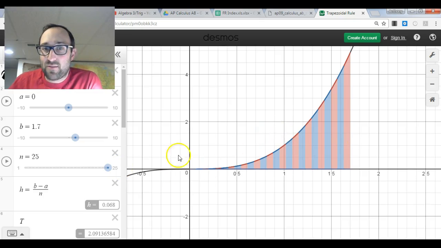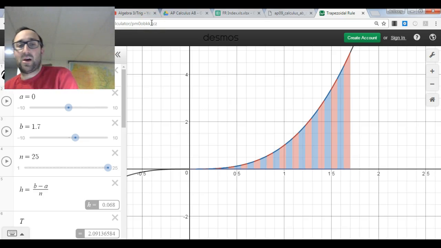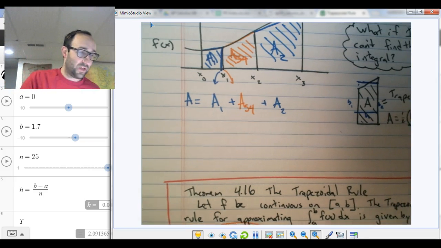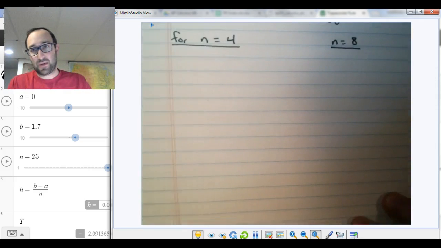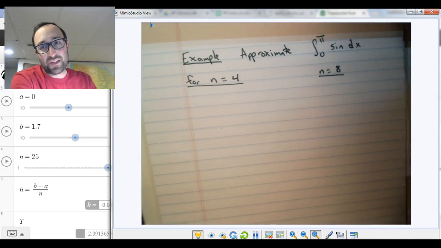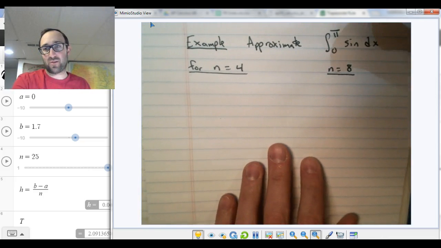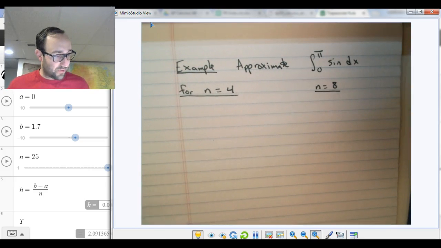This is a good interactive. I'll make a link to this on Google Classroom, so if you want to check some things out, you can. Now let's go through one example. I'm not sure if I'll end up doing both examples, because the second one's going to be kind of tedious. Maybe we'll get started on it and finish it for homework.